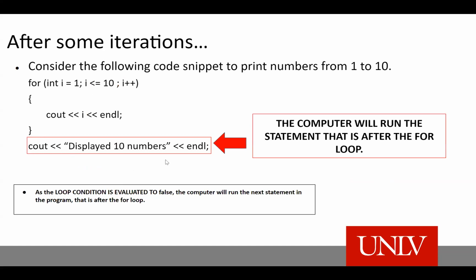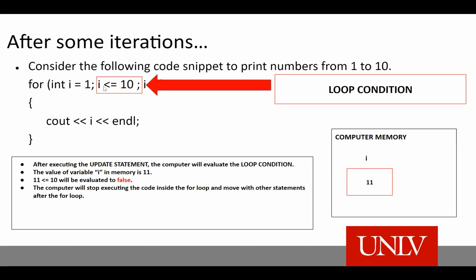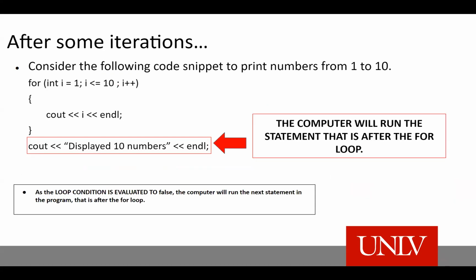Let's say I have a print statement after the for loop. After checking the condition, 11 is less than or equal to 10, since it's false, the computer goes ahead and executes a print statement saying displayed 10 numbers. So that's how a for loop works.